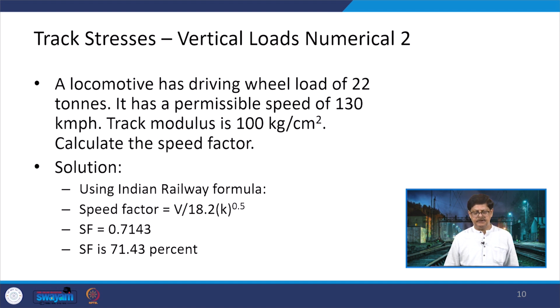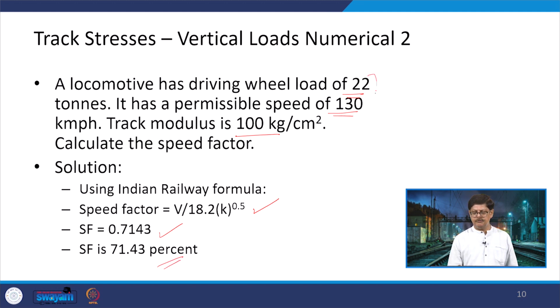There is another numerical here. Here it says that the driving wheel load is 22 tons. It has a permissible speed of 130 kilometers per hour. Track modulus is being given as 100 kg per centimeter square. This track modulus was used in the Indian formula which was in use up to 1965. So, we are considering that formula here, and based on that, V is 130 divided by 18.2 into the square root of K, where K is 100 kg per centimeter square. So, the factor comes out to be 0.7143 or 71.43%.